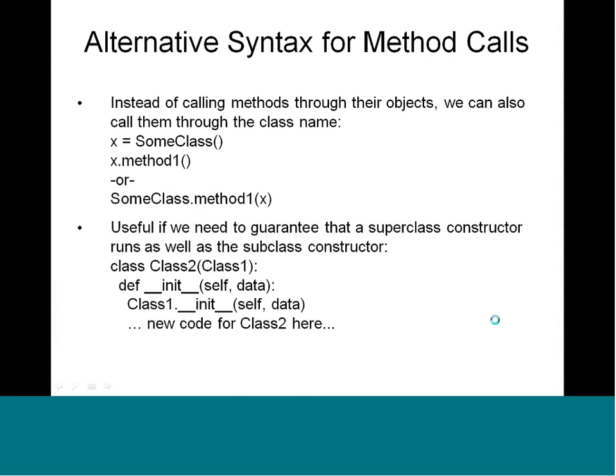So we saw some of the methods. Let's now explore some of the alternative syntax for the method calls. Instead of calling the methods through their objects, we can also call them through their class name. Here is an example. We define x as a class instance, some class. Now we can call method 1 as just x.method1 or someclass.method1. Both are perfectly legal syntax.